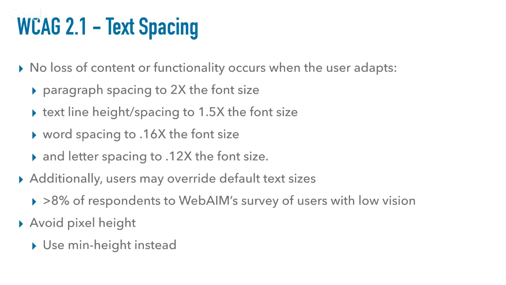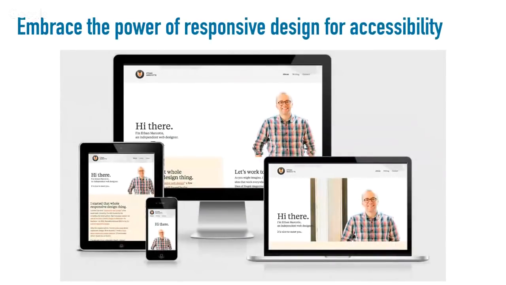Because the user has control over the content of our page and may view the page in a lot of different ways, we need to embrace the power of responsive design for accessibility. Do a Google search for responsive design. You'll find Ethan Marcotte's kind of famous image. I've seen this a lot of different places, of his website being viewed in responsive design on different types of displays, a large cinema display all the way down to a mobile phone. And that's a real power of responsive design, that one web page can adapt to those different environments.